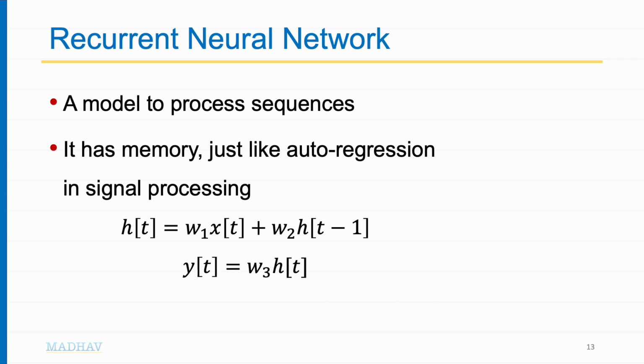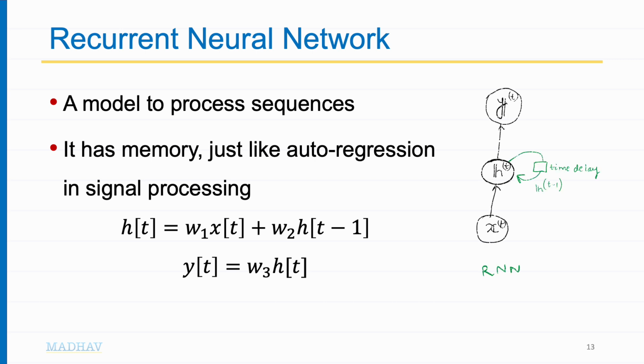And your output YT depends on HT, right? Your output depends on the latent variable. And graphically, it's like this. Do you agree with this? This graph you have seen in the past. It's a simple recurrent network.